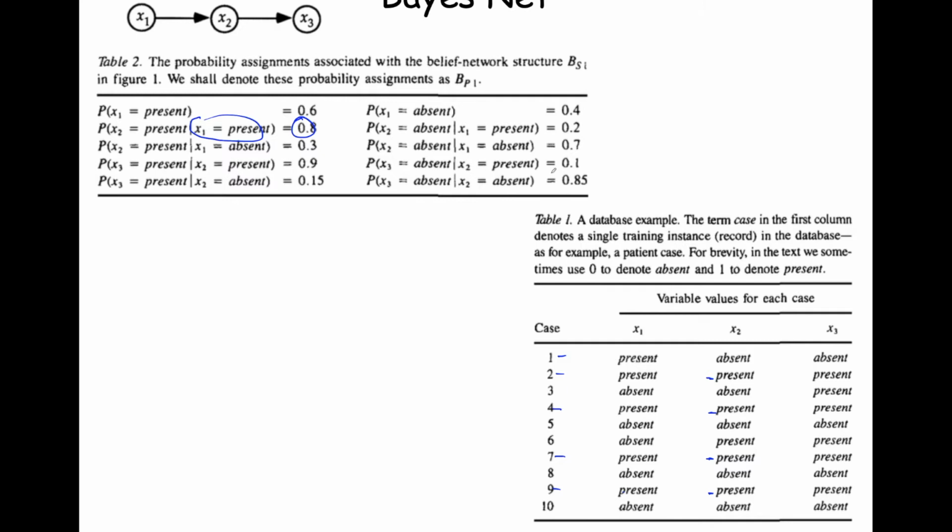So for this Bayesian network, given the causal dependencies, we can perform counting among the cases, 10 of them here, and fill in all of these CPT values as well as the prior values.